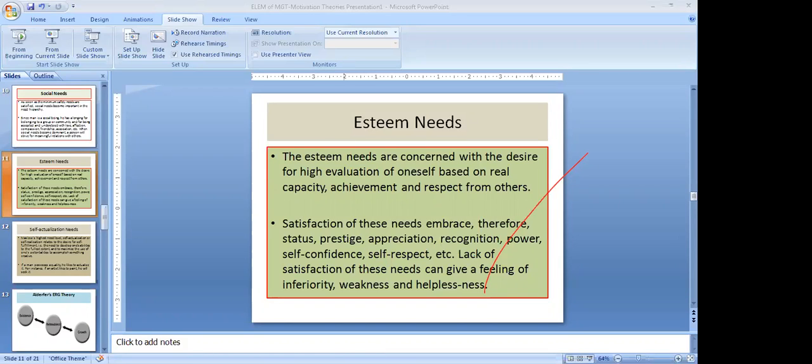Esteem needs are likely to be met in an organization through recognition by peers and superiors of the person's work. So actually this is what management can do to motivate employees at this level. They can do so by recognizing peers in their work.